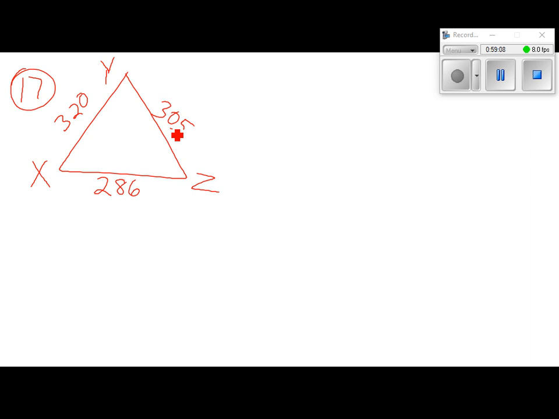So the first thing we have to do is pick one of the angles, whichever one we want to find first. Let's do little y. Or big Y, actually. So we're going to pick big Y there. When we set up our formula, it's going to look something like this. Out here on this end, it's going to be the cosine of big Y.